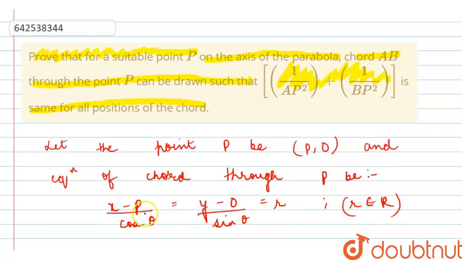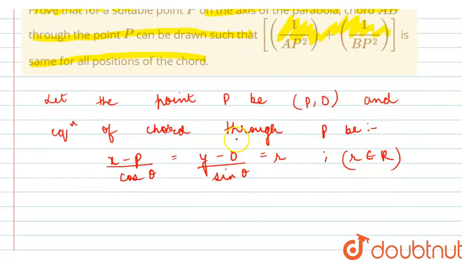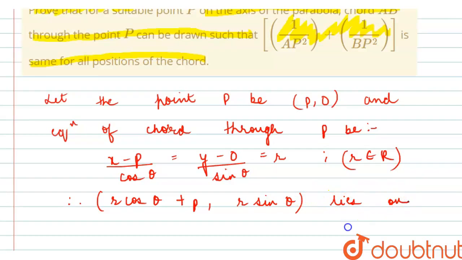Okay, so this is basically the equation of the chord through P when we are taking the coordinates of P as (p, 0). So that would be (x minus p) upon cos theta is equal to (y minus 0) upon sin theta is equal to r. Now therefore we can say that (r cos theta plus p, r sin theta) lies on parabola y square is equal to 4x, correct?